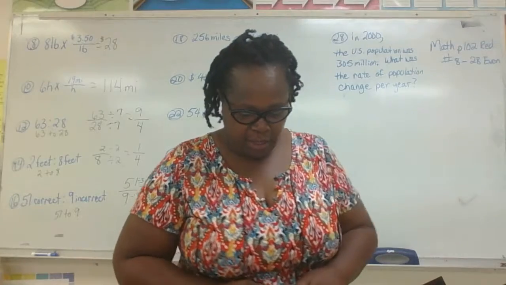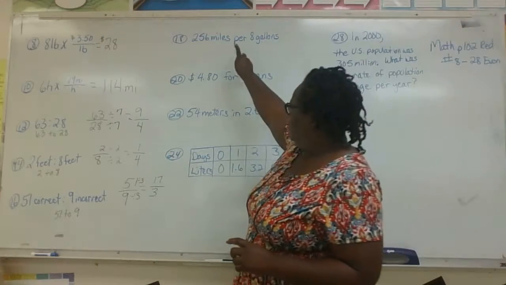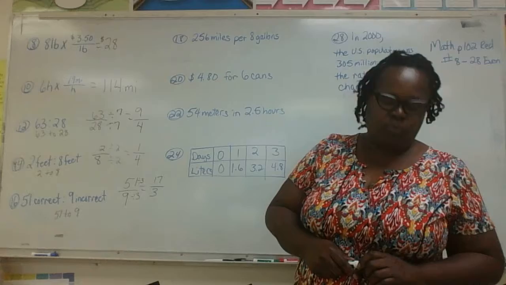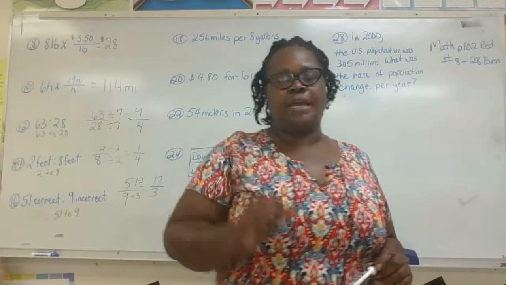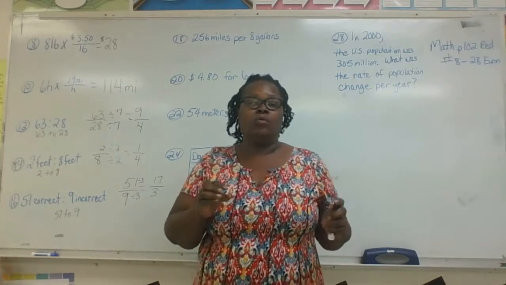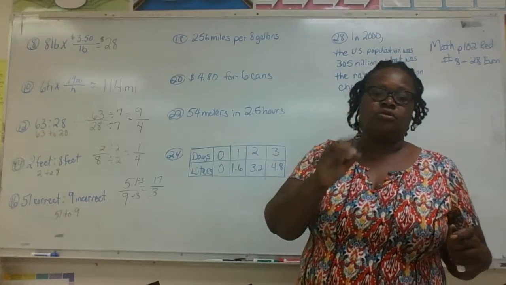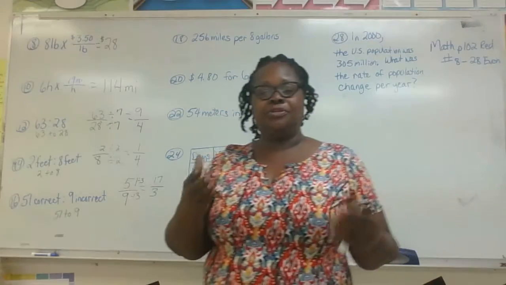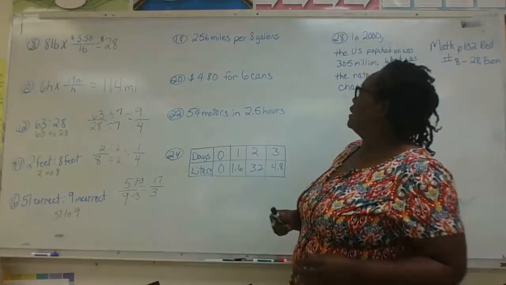Let's take a look now. Numbers 18 through 22. We're finding the unit rate. The unit rate means the denominator will be reduced to 1. That's the unit rate. So let's take a look.